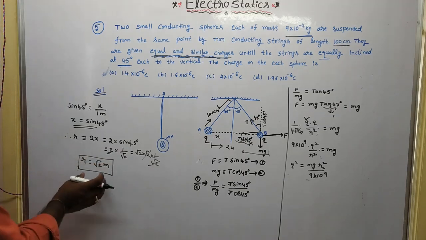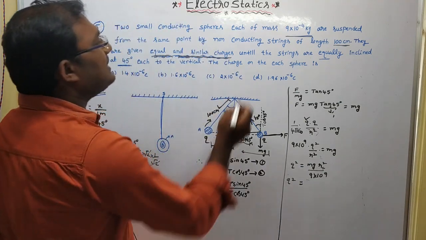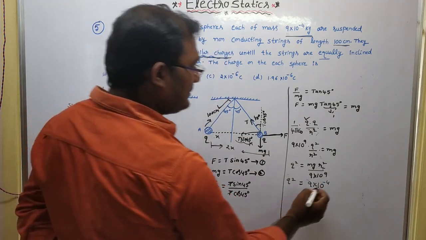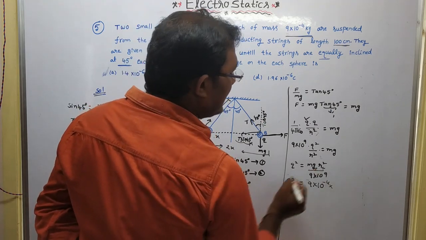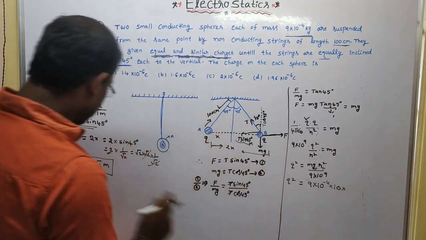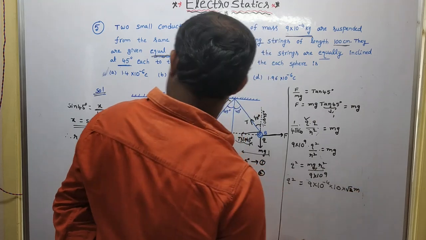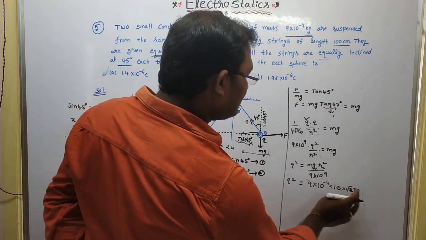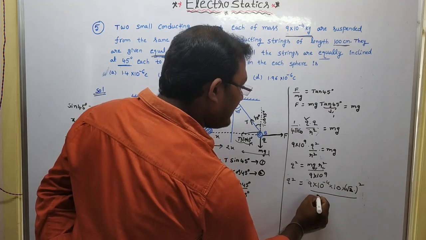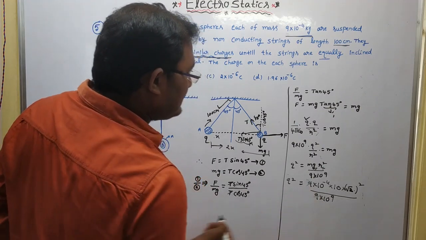If we substitute the r value in this equation, therefore q square equal to, what is the mass of each one? 9 into 10 power minus 4. g is the acceleration due to gravity, take it as 10, and r is root 2 m, root 2 whole square, divided by 9 into 10 power 9. 9 gets cancelled.